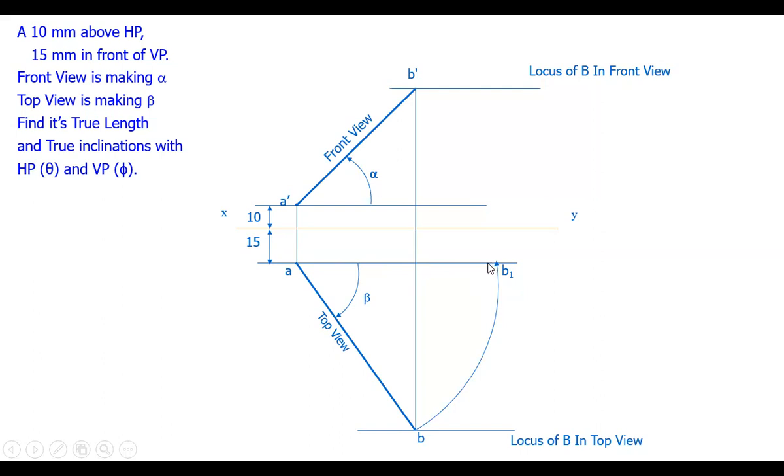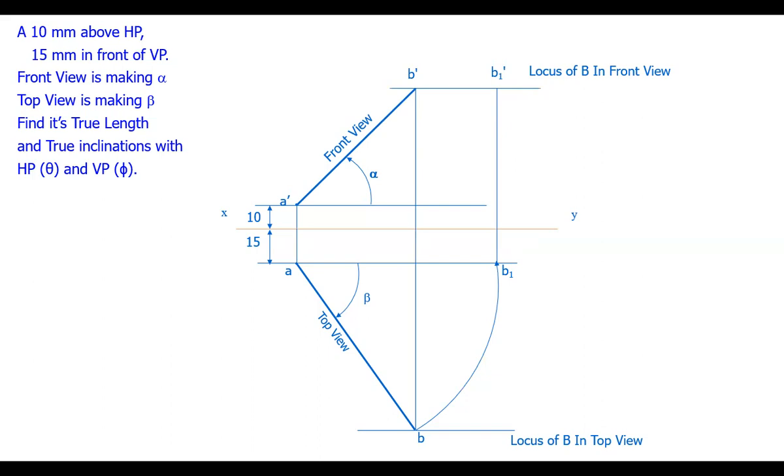When it is parallel to VP, in the front view we see the true length of the line. One more thing to observe here: when point B moves along an arc of a circle in the top view, in the front view the point B moves along its locus, away from A. Finally, B1 and B1 dash must lie on the same projector. We know that point B lies on this locus and also on this projector, so the intersection of these two is your B1 dash. I call it the first initial position.